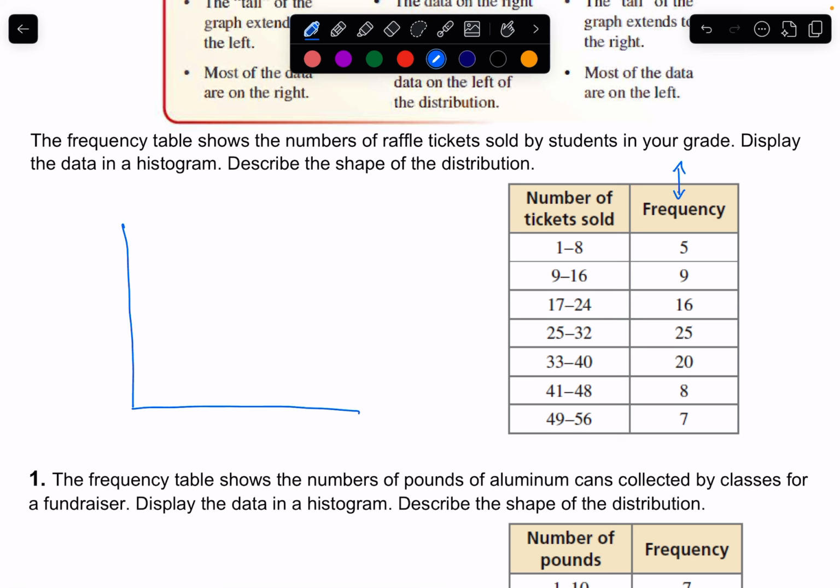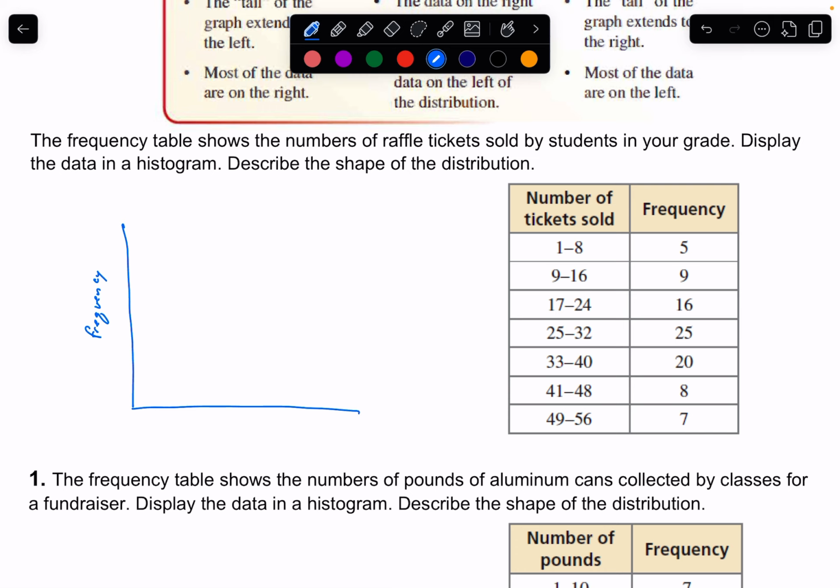So when you're reading this chart, there are 5 people that sold between 1 and 8 tickets. There are 25 people that sold between 25 and 32 tickets. That's what this chart is saying. So the frequency is what goes up and down. That's what determines how tall your bars are. And then the number of tickets sold is the category going across the bottom.